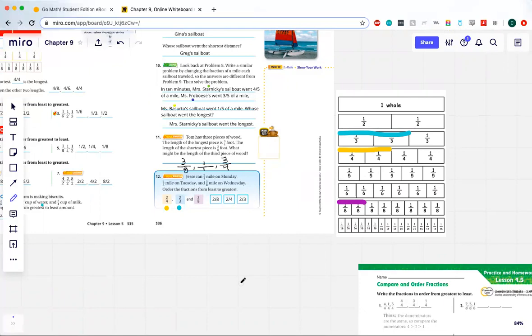I said that 2/8 was going to be my shortest. Am I correct? Yeah, I am, because these pieces are a lot smaller than these ones. I said that my 2/4 was going to be in the middle. I'm also correct there. And also that my 2 pieces of 2/3 is my largest.